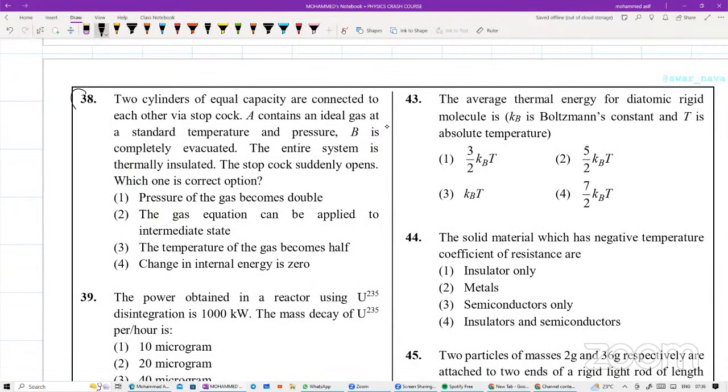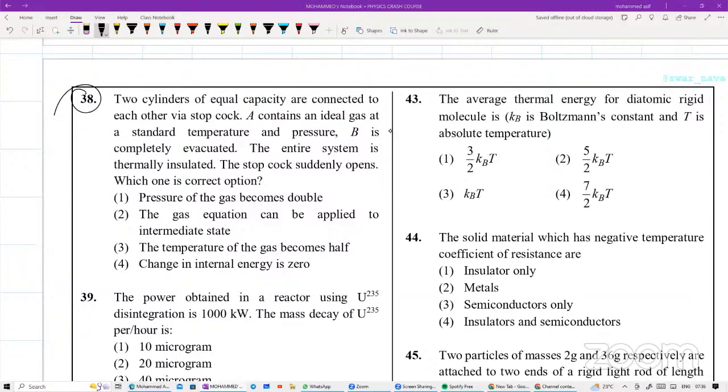38. ये बड़ा important question है देखिए. Two cylinders of equal capacities are connected to each other by a stop clock. A contains an ideal gas at standard temperature and pressure. B is completely evacuated. The entire system is thermally insulated. The stop clock suddenly opens. Which one of the following is correct? मैंने already एक से दो बार पढ़ाया था इसको. ये आप लोग एक बार कर लीजिए बेटा.